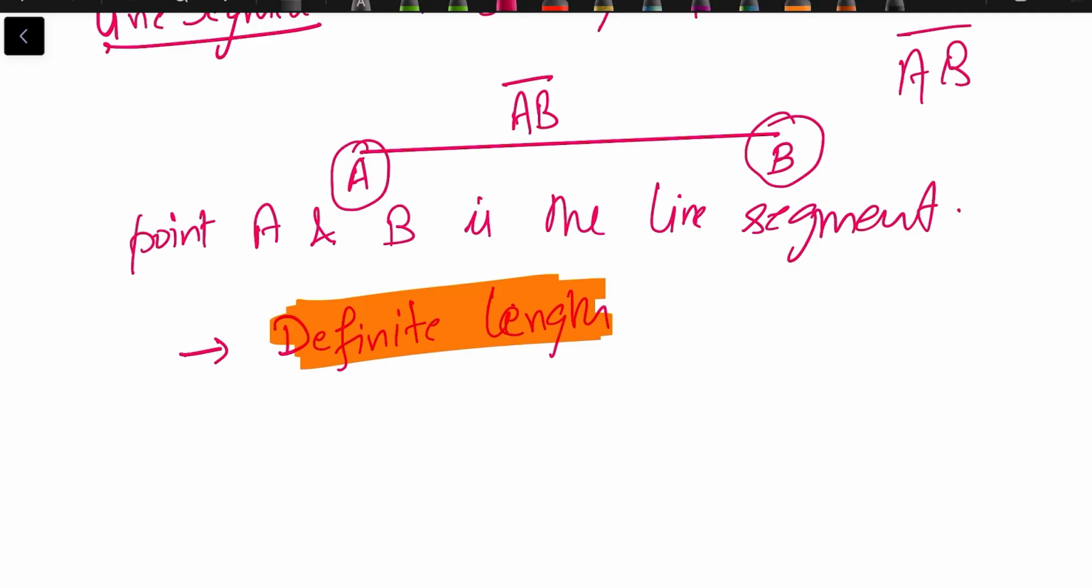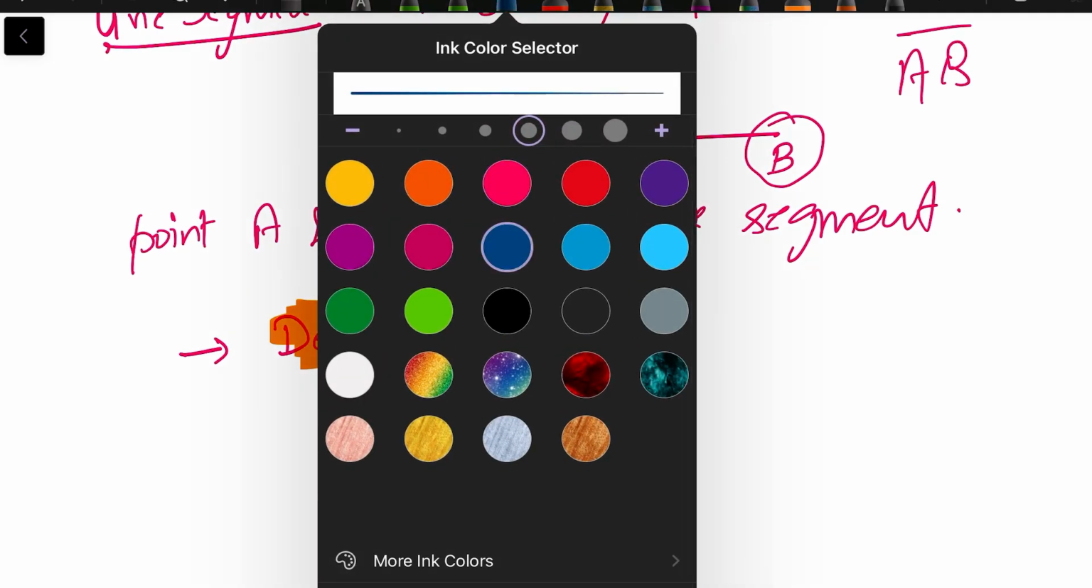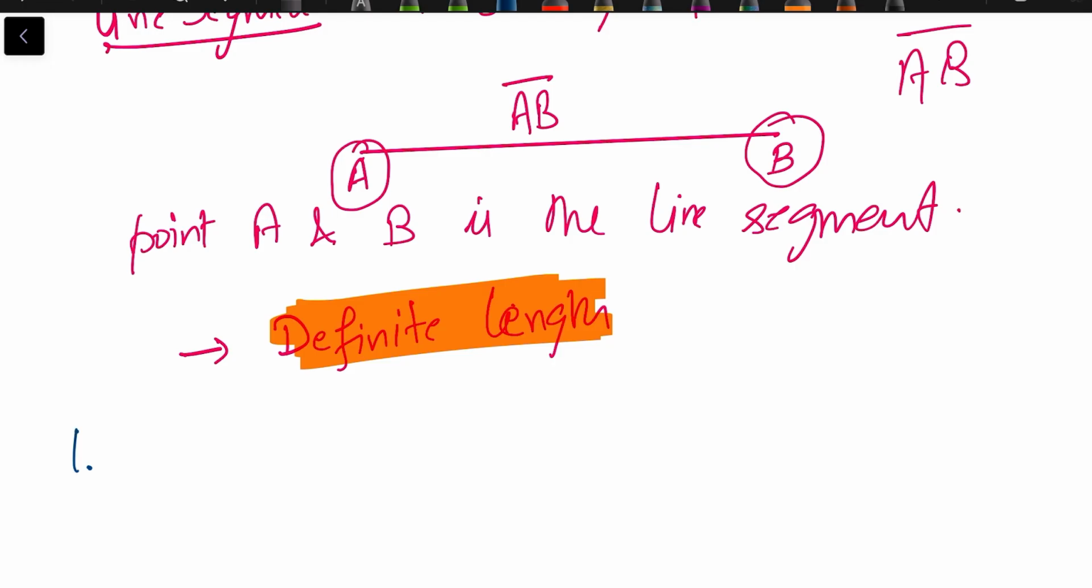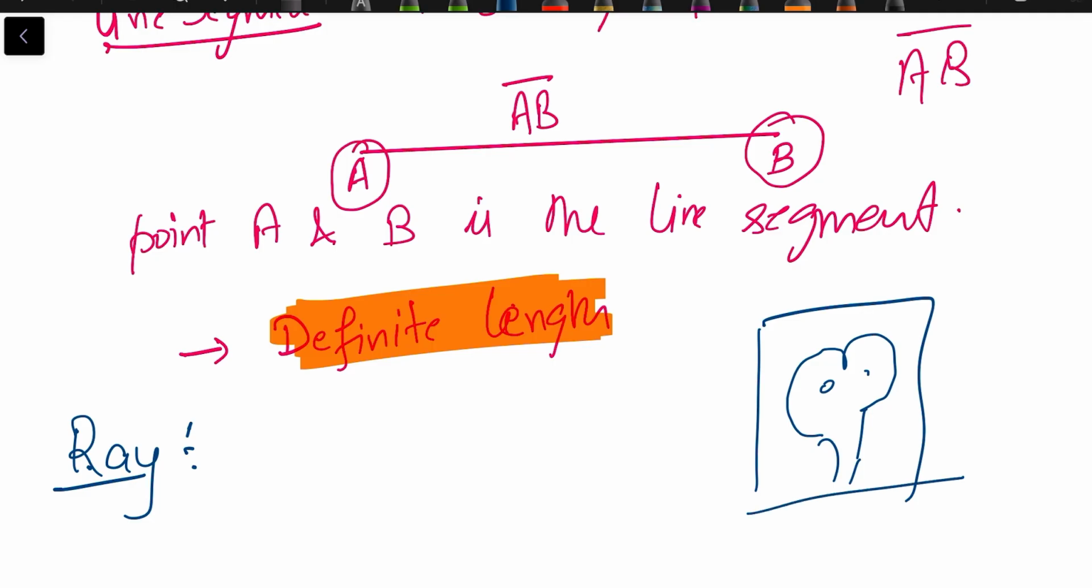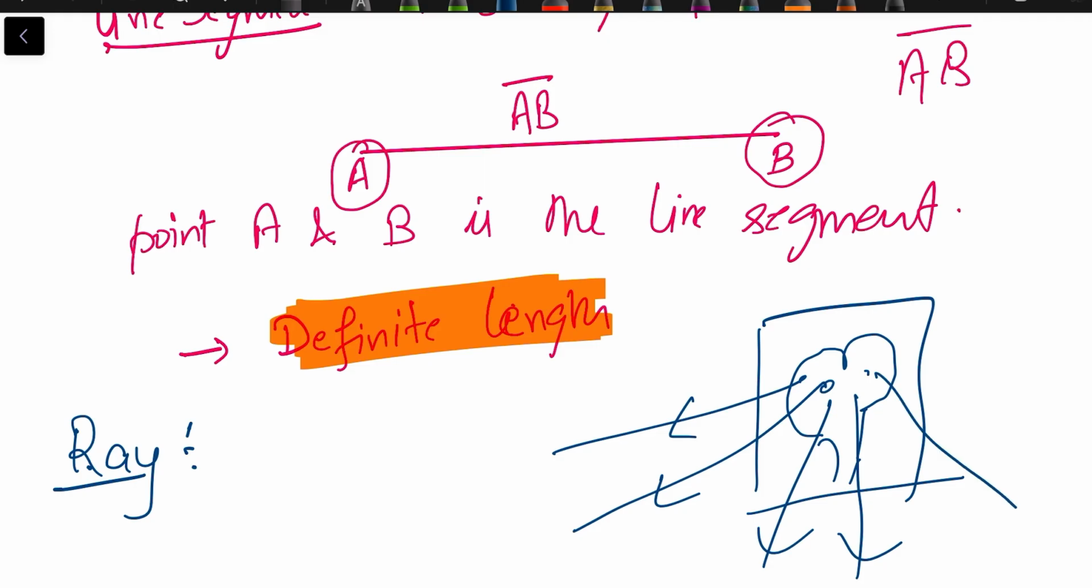So let's move to another topic, that is the ray. What is a ray? A ray is a line segment which can be extended in one direction till infinity. Let's take an example. Here we have a bulb, and it emits light. That light is emitted with this one side fixed and the other side going till infinity. So this is one ray.